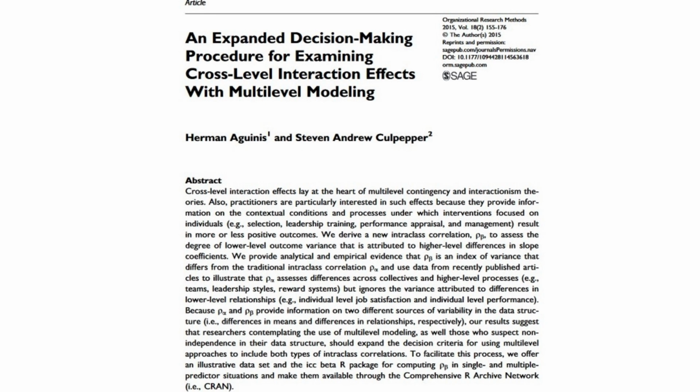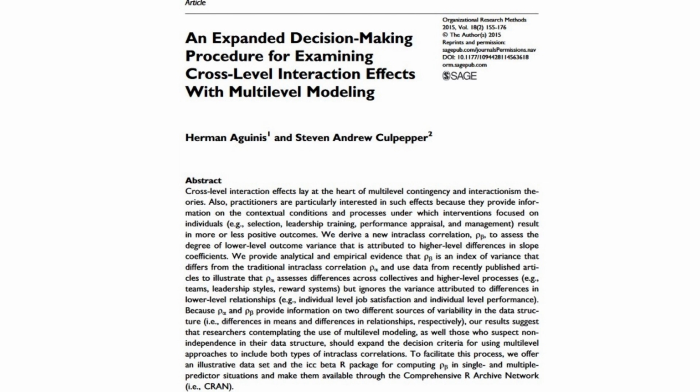Ooh, fun. Yeah, right. Super fun. We've got this article from Organizational Research Methods, an expanded decision-making procedure for examining cross-level interaction effects with multi-level modeling. Catchy. Yeah, super catchy title. Written by Herman Aguinis and Steven Andrew Culpepper. All right.